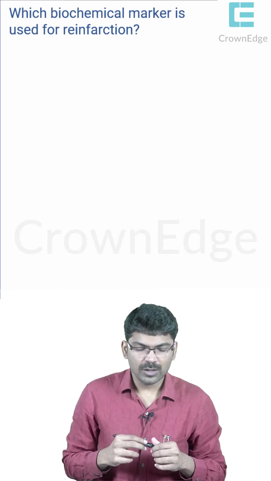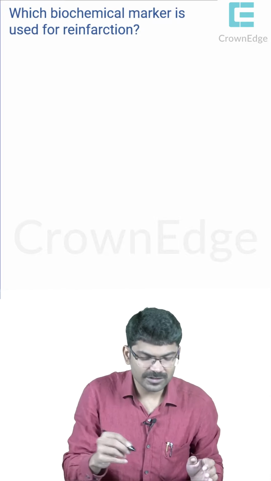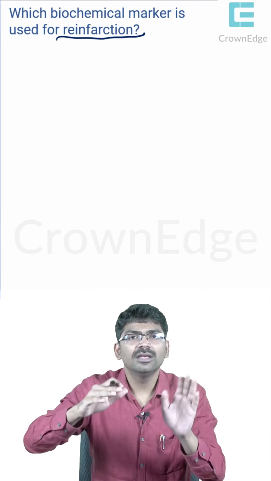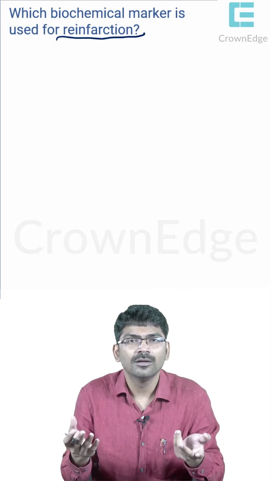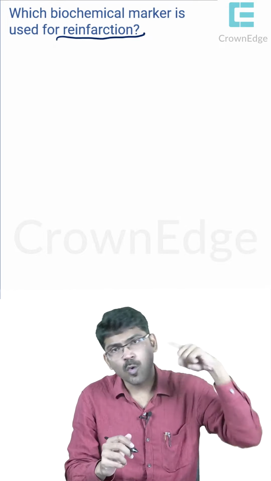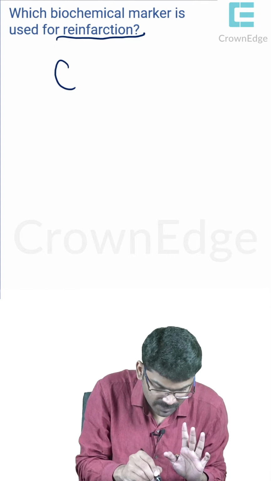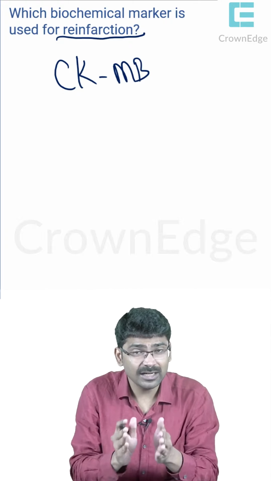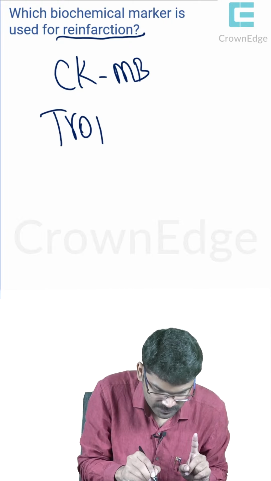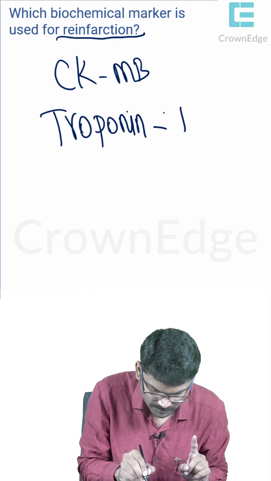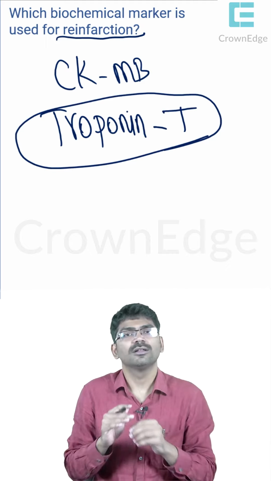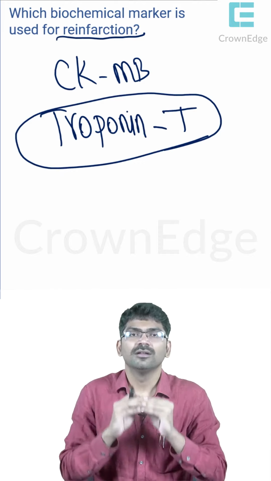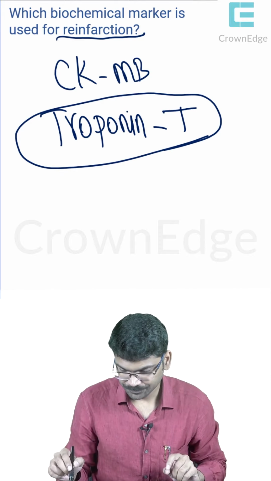Which biochemical marker is used for reinfarction? Reinfarction means a person had an MI, and within a certain period of time, he or she is having the next MI. So which marker do you use? In old MCQs, the answer will be CKMB, okay? But for the new pattern, the current one, the answer will be troponin, okay? That's why I am telling this. This is the update. Based on the new textbook, even for reinfarction MI, we do troponin T only, right?